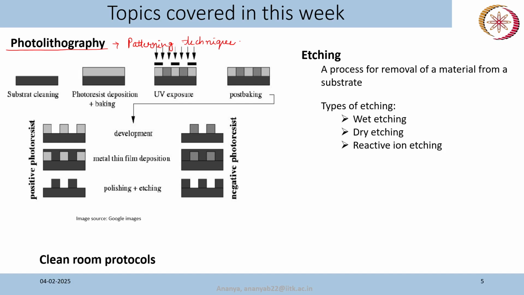So it's a multi-step process, and usually you have to optimize your conditions at each and every stage so that you get the desired result. What you do in photolithography is take a substrate. There may already be some deposition done. Substrate can mean substrate plus some patterning plus some deposition. So what you first do is clean the substrate.